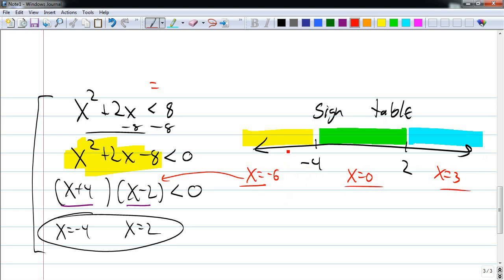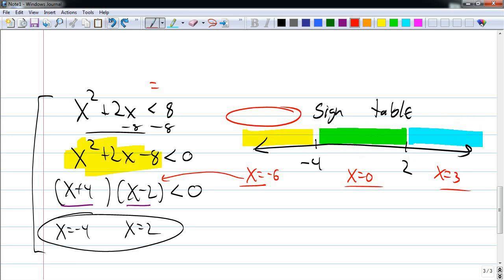Because if it's negative for -6, it will be negative for any number less than -4. Because if it ever changed, we would have to be 0 at some point, and we are only 0 in 2 places. So all of these x's have the same sign, and all of these x's have the same sign, and all of these x's have the same sign.